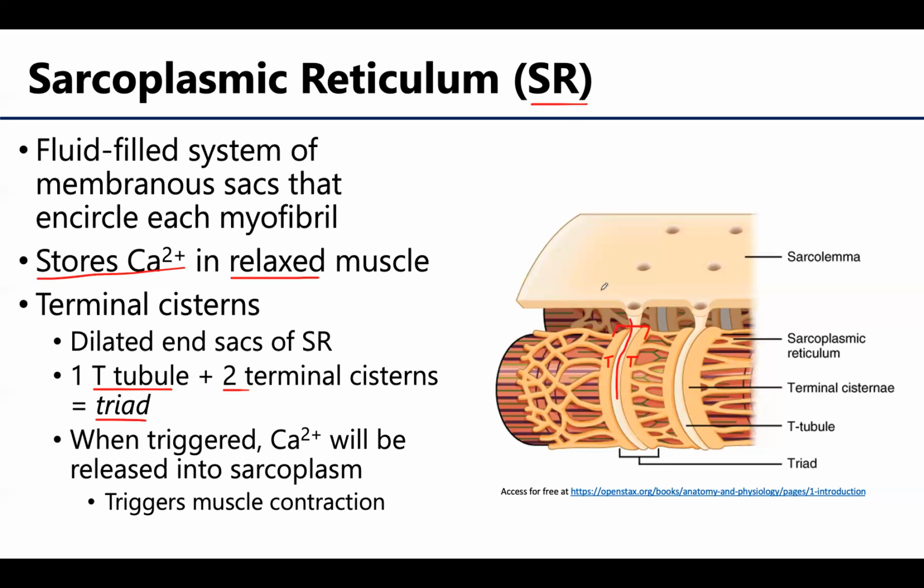And what can happen is that action potential will travel down that T-tubule, and it will trigger the release of that calcium that we know is stored in the sarcoplasmic reticulum in a relaxed muscle. But that action potential is allowing for the muscle to be activated. And that will allow the calcium to release into the sarcoplasm of the cell to allow muscle contraction to occur.